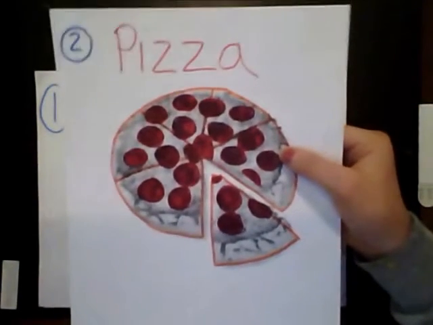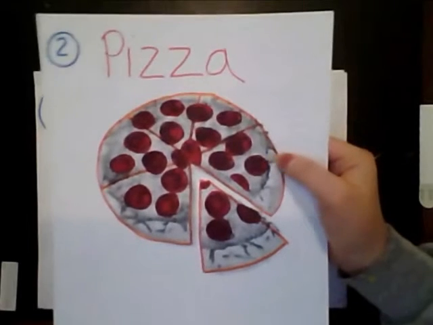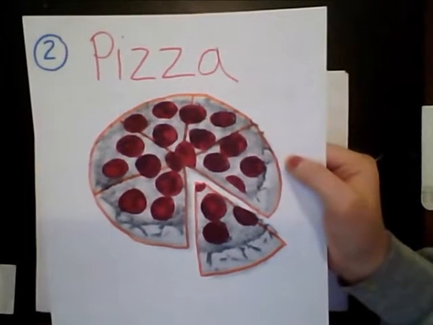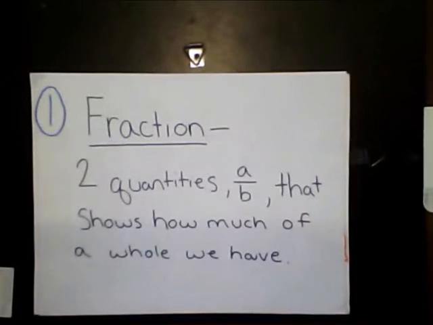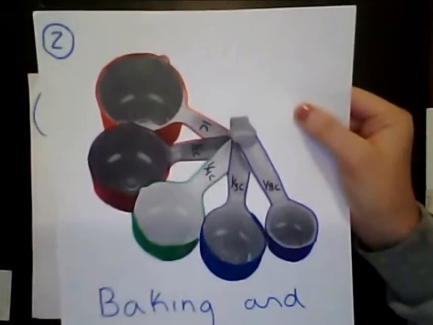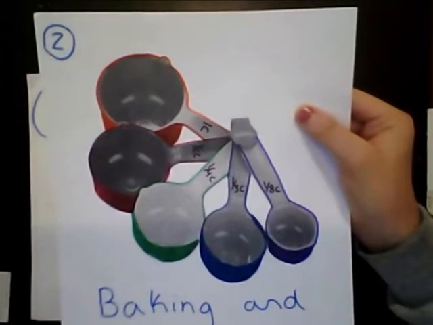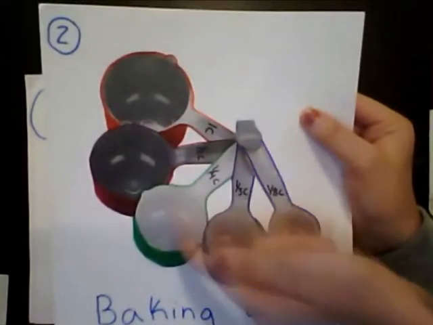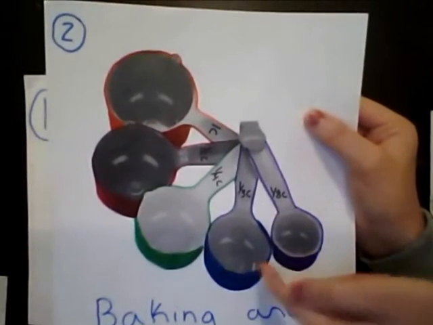Pizza can be an example of fractions. It starts as one whole pizza, and as pieces are eaten, we are left with a fraction of a pizza. We can also see fractions in recipes. Baking and cooking call for different measurements, such as 1/2 cup, 1/4 cup, 1/3 cup, or 1/8 cup.